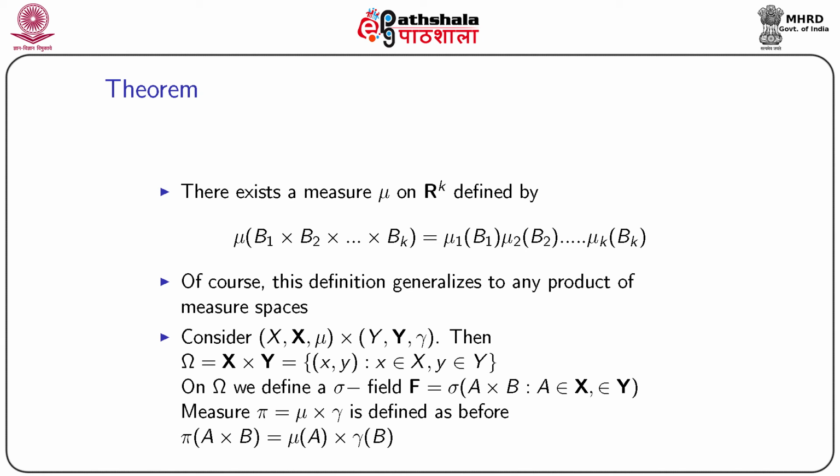On this Omega, we can define a sigma field script F as the sigma field generated by A cross B, where A belongs to script X and B belongs to script Y. And we define a measure pi, which is mu cross gamma, as pi(A cross B) = mu(A) times gamma(B). So this is the measure we defined on this sigma field.